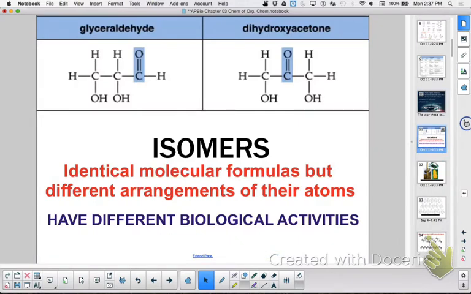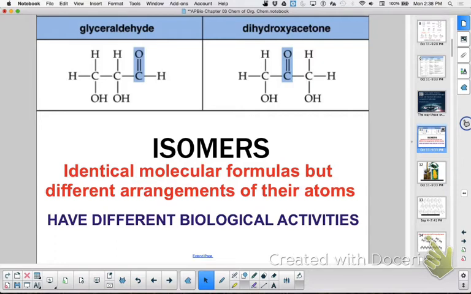Okay, we talked also about isomers. You could have C6H12O6, but the arrangement of those atoms, where they might have their single or their double bond, that part can vary. So that is an isomer. You have the same molecular formula, but different arrangements.